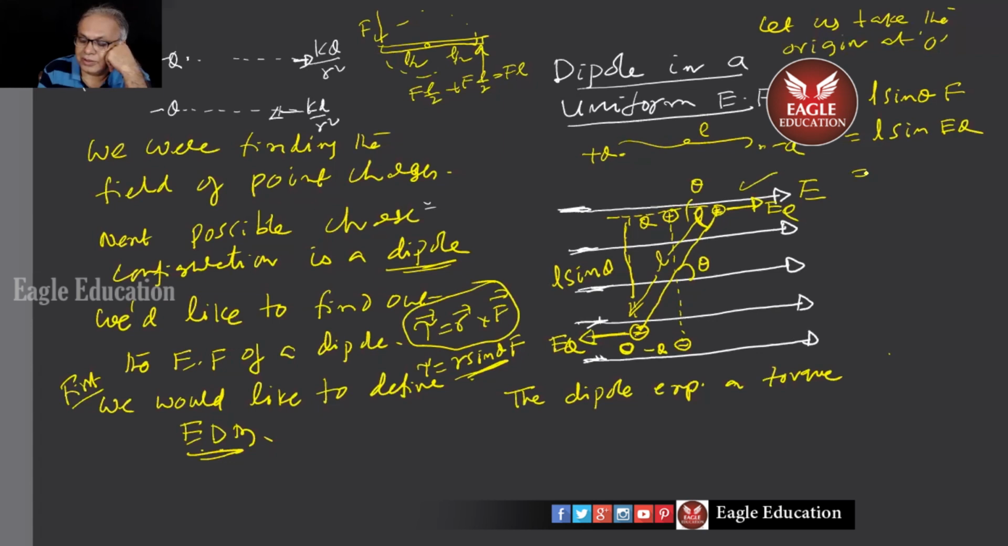So torque is L sine theta into EQ. So QL into E into sine theta. Whenever you have AB sine theta, you should know that it can be expressed as a cross product. Therefore, we can express torque as a vector.